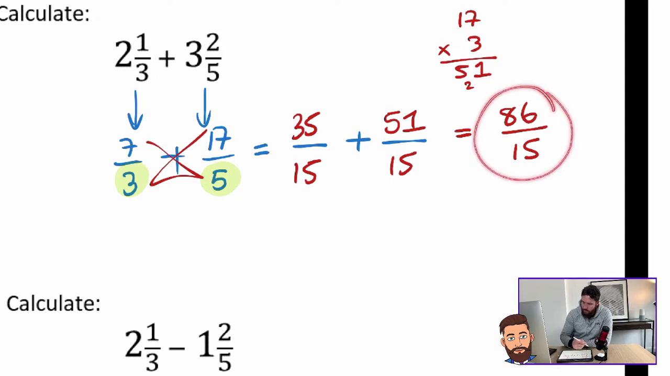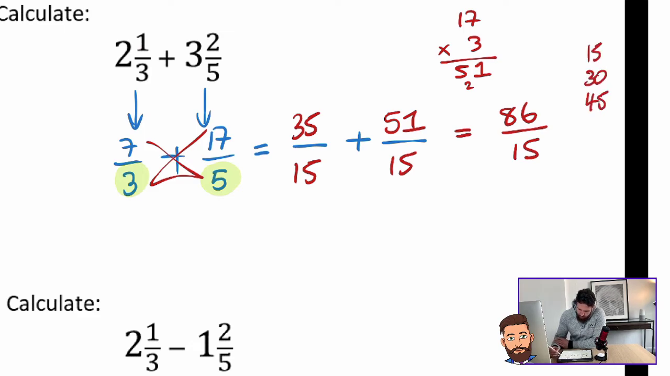So you need to ask yourself, how many times does 15 go into 86? Well, you can do your 15 times table down the side. 15, 30, 45, 60, 75, 90. 90 is too many, so that would be 1, 2, 3, 4, 5 whole ones. How would you get from 75 to 86? That would be 11 over 15 left over.